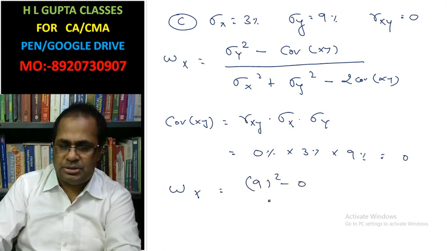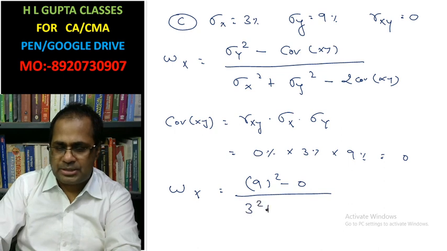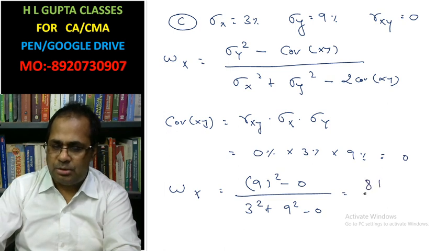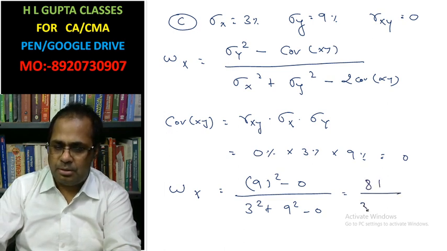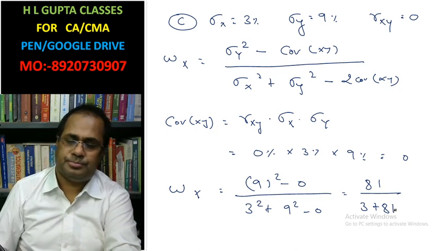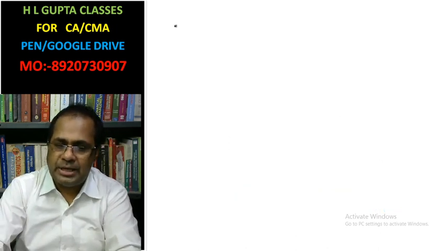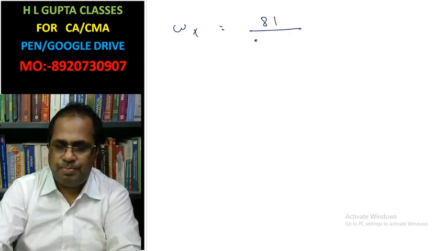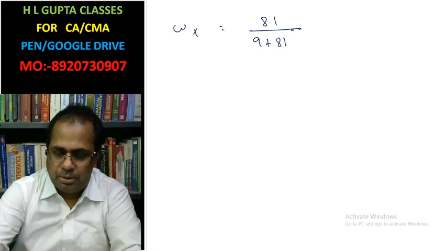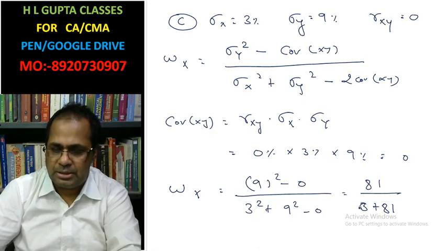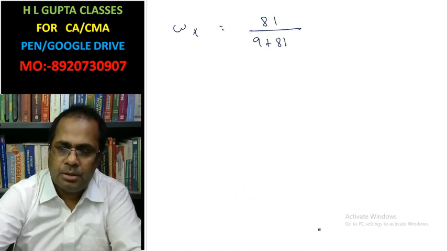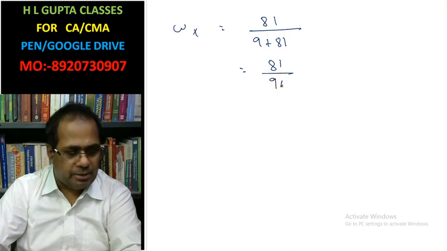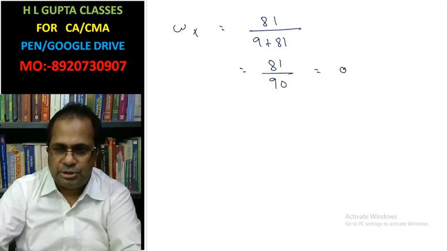In this case, weight X is calculated as 9x square minus 0, 3x square, 9x square minus 0, that is 81 divided by 9 plus 81. This is 9 for 3 square, this is the 9. Okay. 81 divided by 90. This is 0.90.